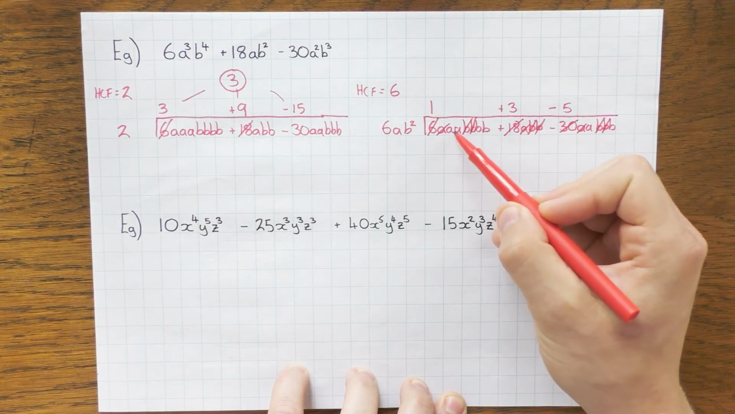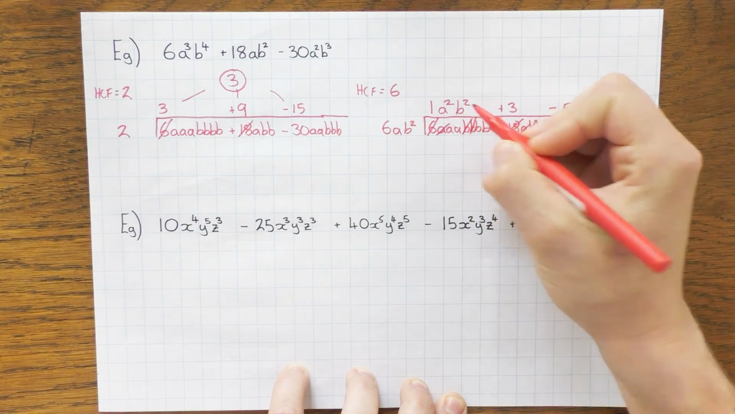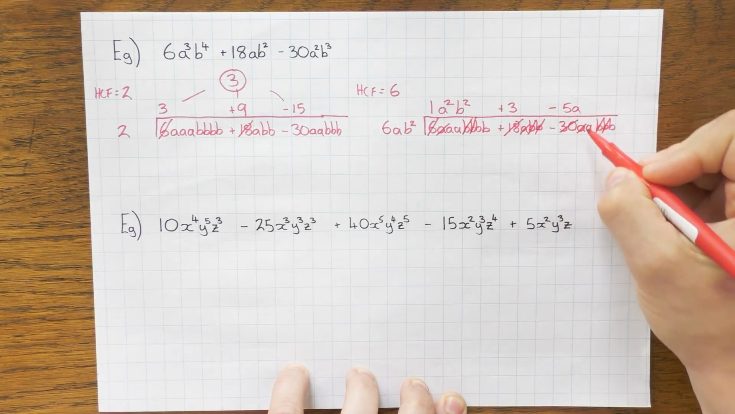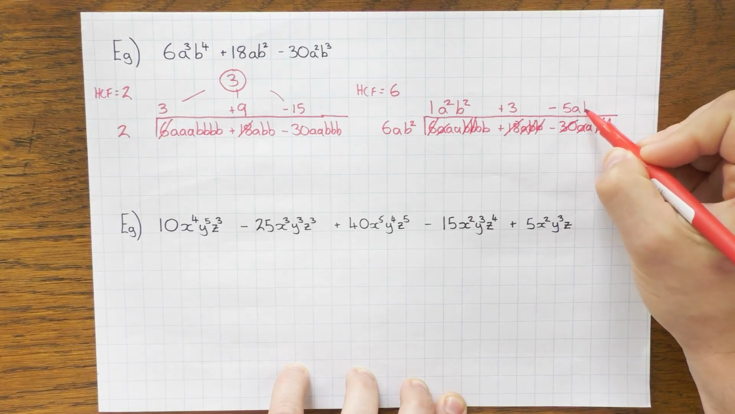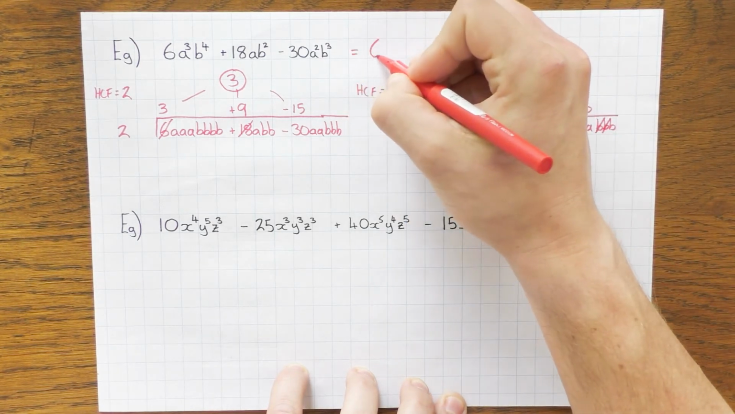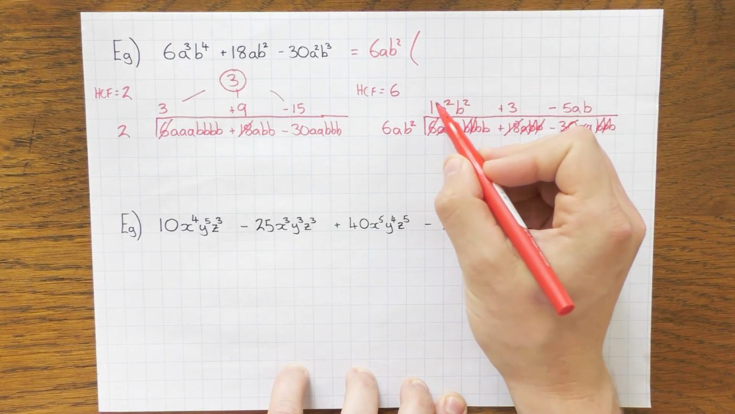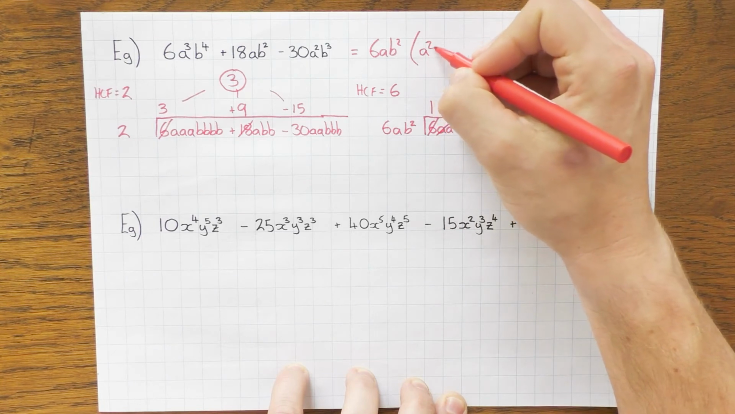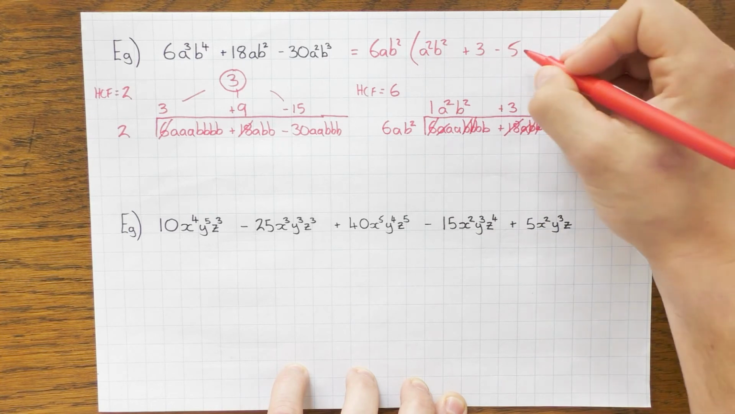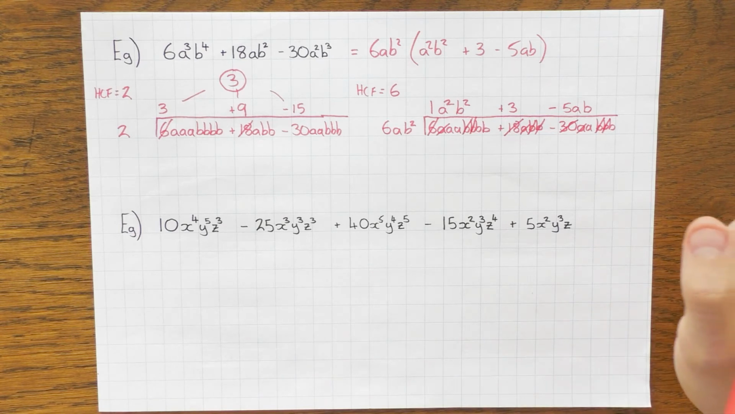So what's left then? I've got A times A, so A squared, and B times B, so that's B squared, that's fine. Nothing left here, so that stays as a 3, and I've got my A left there, and I have 1 B that's left there as well. So we can write the answer 6AB squared, and then in brackets, obviously 1A squared B, that will just simplify to A squared B squared plus 3 minus 5AB in brackets. Okay, so that's our final answer for that one.